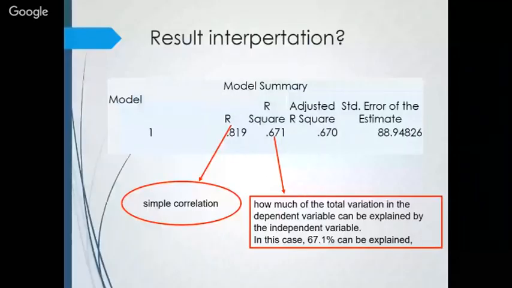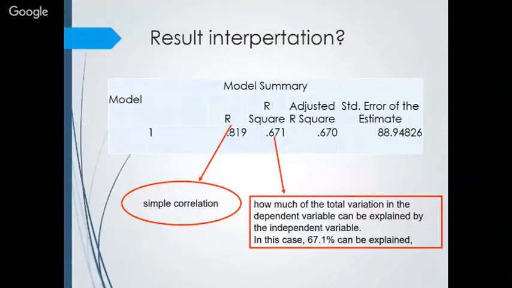Now the result interpretation. This slide shows the results of the regression equation. The first part of the result is the model summary. The model summary gives the r value, that is the simple correlation, and the r square value, that is the percentage of variation explained by the regression model, and the adjusted r square and the standard error of the estimate. From this table we have to observe two items.